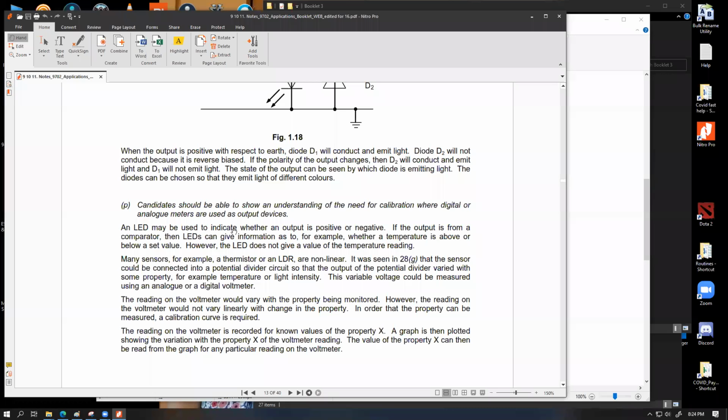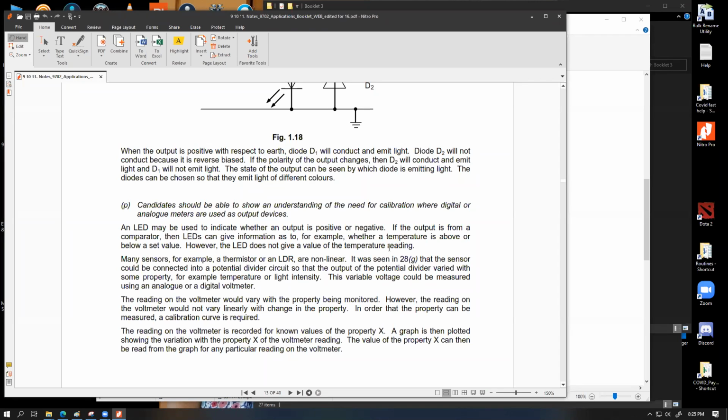Have a look. An LED may be used to indicate whether an output is positive or negative. If the output is from a comparator, then LEDs can give information as to, for example, whether a temperature is above or below a set value. However, the LED does not give a value of the temperature reading. This is important because the comparator circuit does not give a precise measurement of the temperature. It only compares the resistance values.